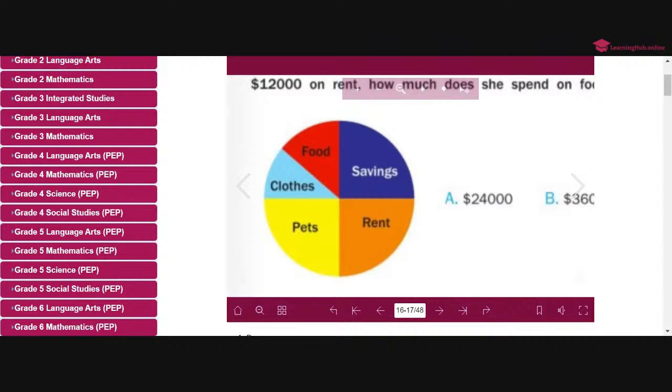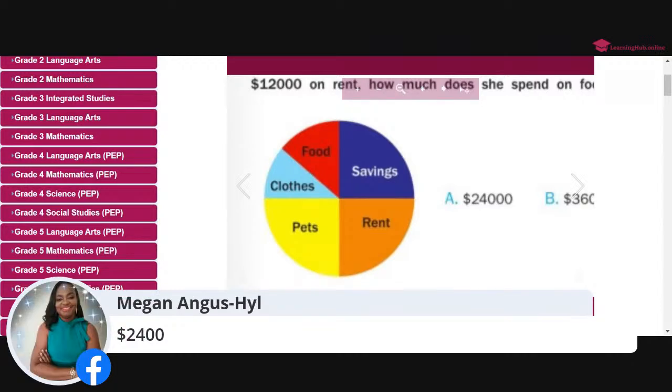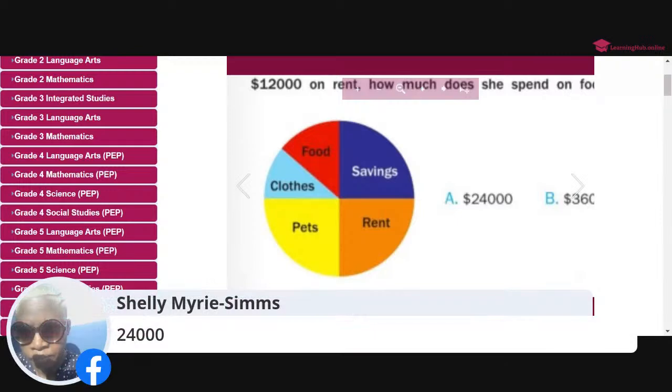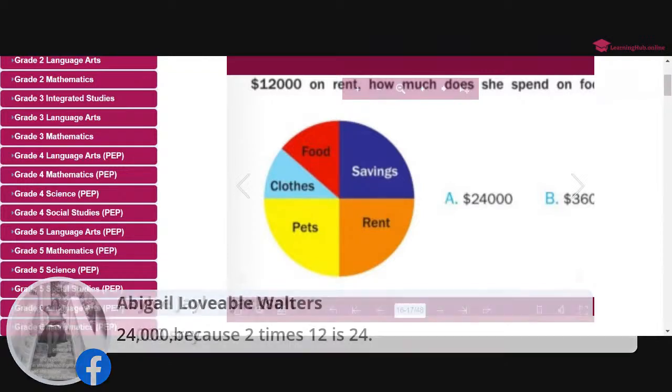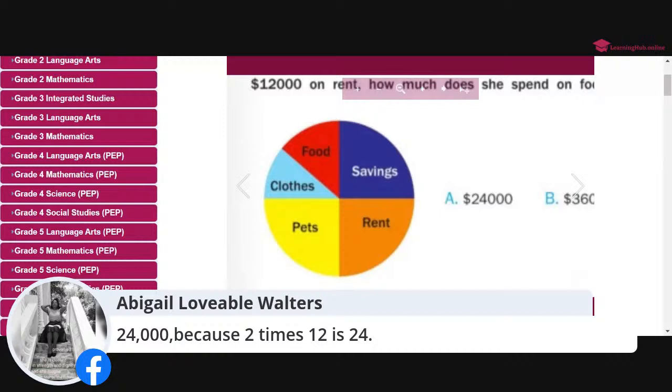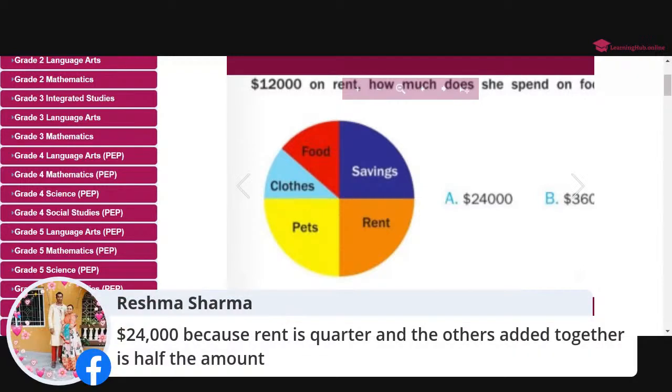So Kaylee Jackson says 36,000. Megan Angus says 2,400. Charmaine Johnson says 24,000. Kaylee Lee, I like that name, says 24,000. Abigail Walter says 24,000. Megan says 24. Reshma, welcome. You're here every day. Reshma says because rent is a quarter and the others added together is half. No, that's what I was looking for.